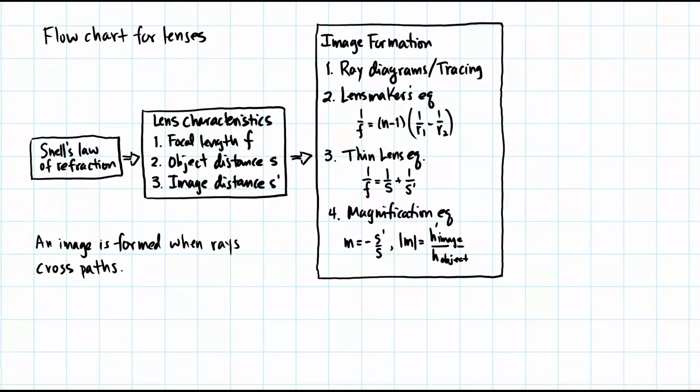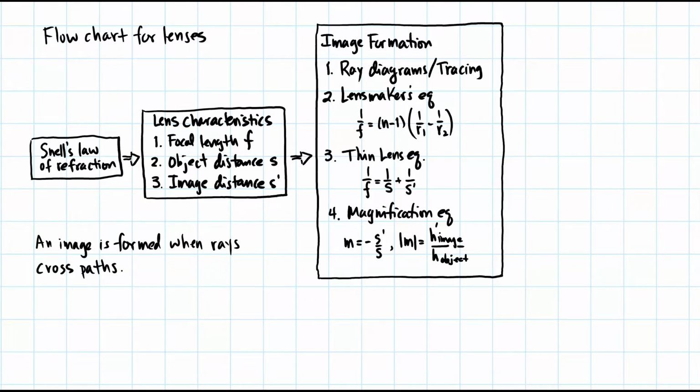So the way we form images is we do it either graphically or mathematically. The graphical approach is drawing a ray diagram or tracing. Mathematically, we find the focal length using the lens maker's equation. We could find the location of images from the thin lens equation, and we could find the magnification from this equation right here.